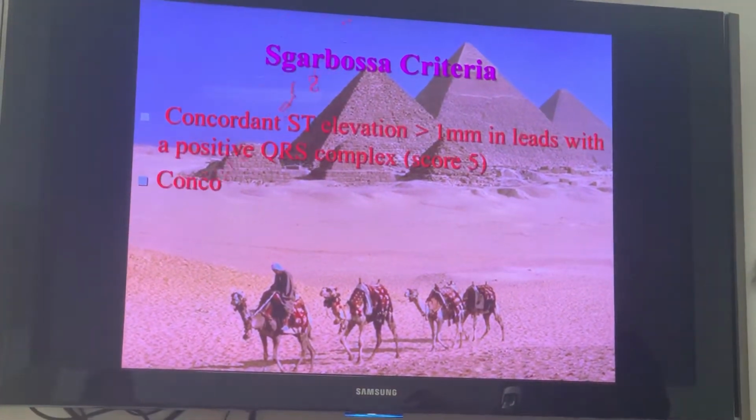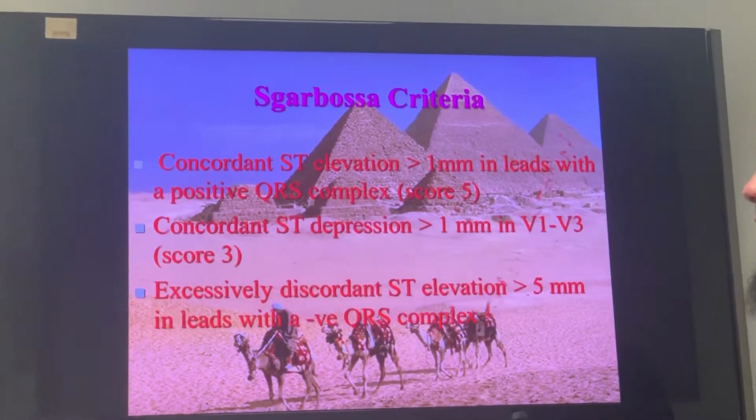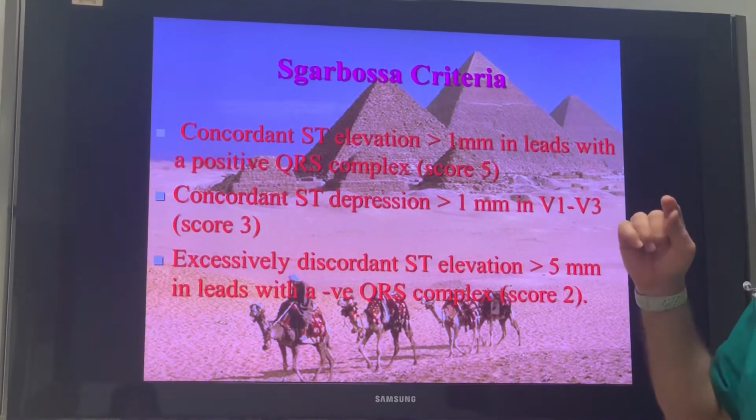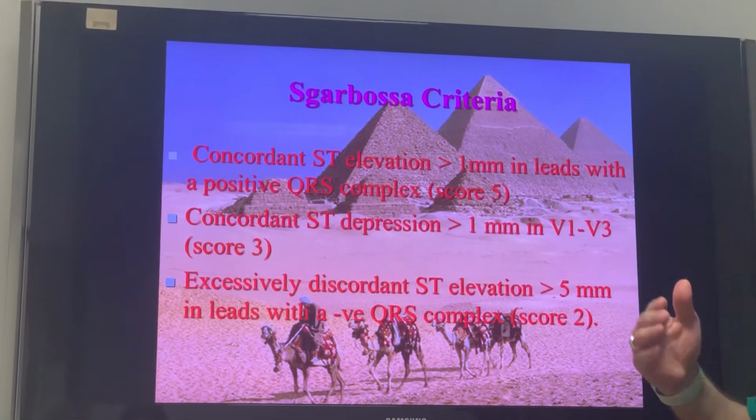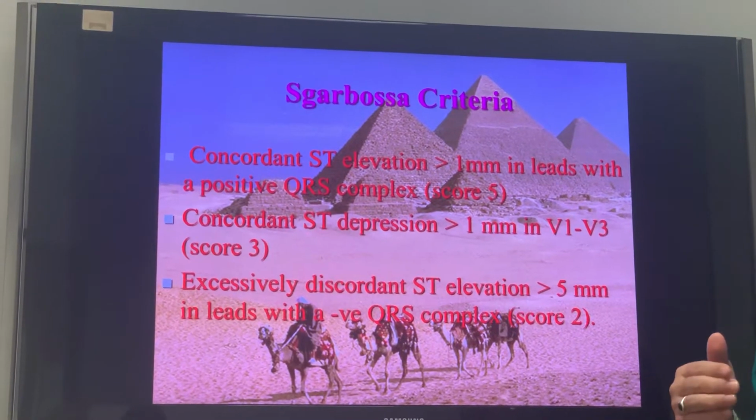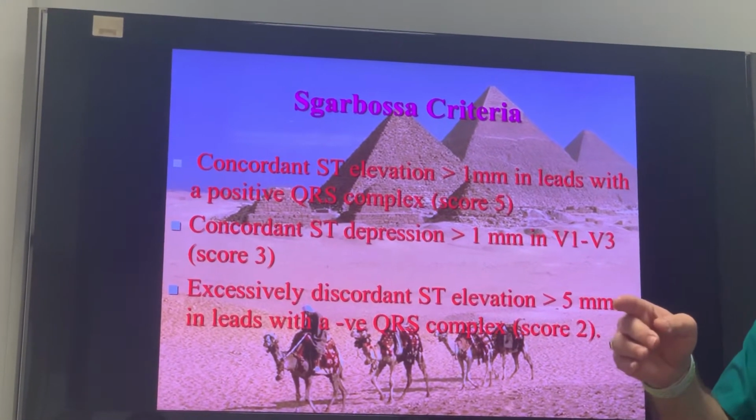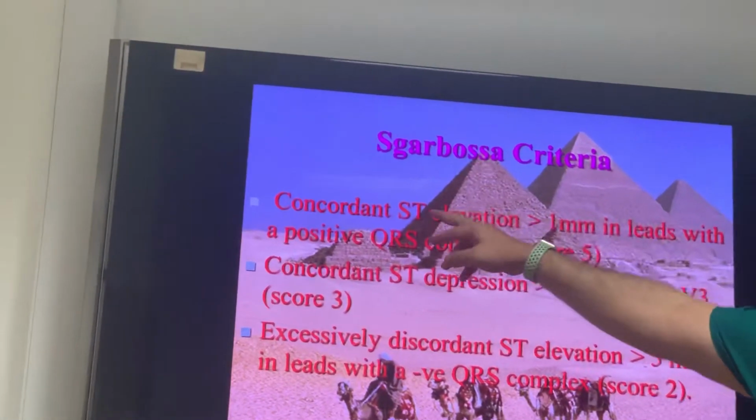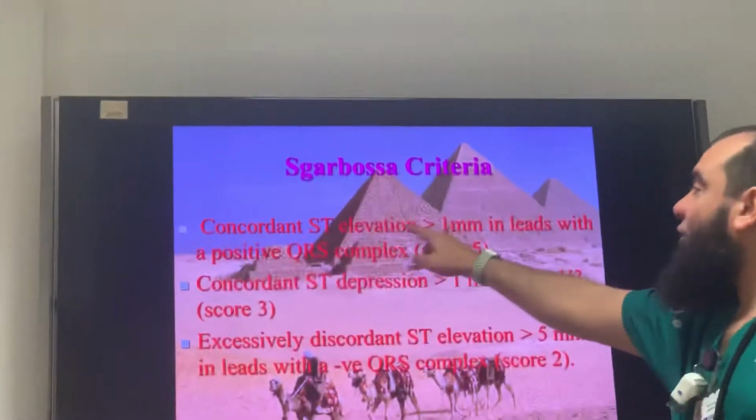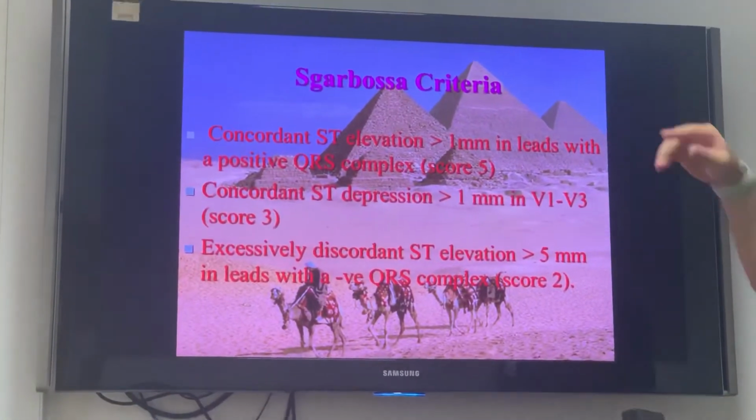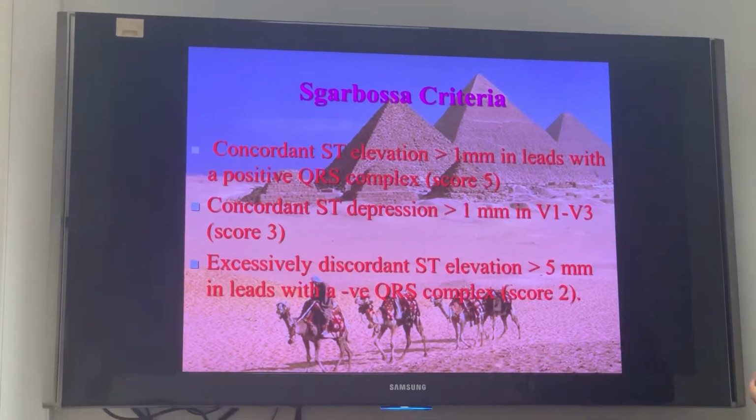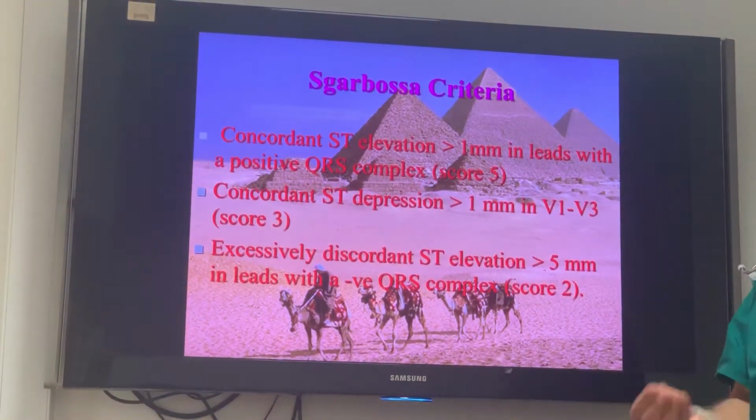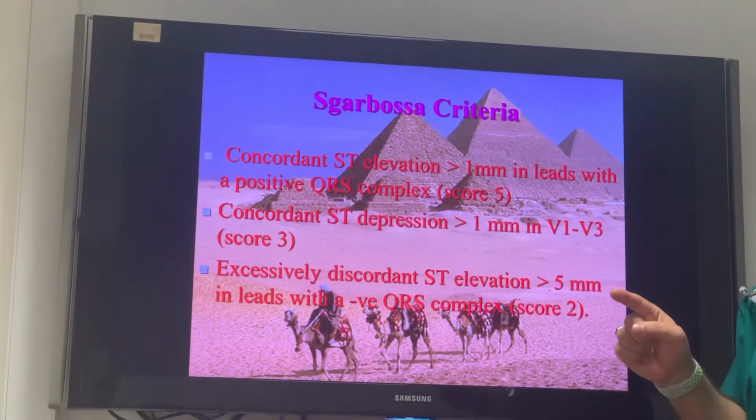What's Sgarbossa criteria? There are only 3 criteria and they are simple. The previous slide shows that the elevation or the ST deviation is in the opposite direction of the complex. But if it is going with the same direction of complex, it is abnormal for left bundle. Is that right? So, concordant means in the same direction. ST elevation more than 1 millimeter in leads with a positive QRS. So if there's a positive QRS, I expect the ST to be down. But unfortunately, it is up. So it is abnormal. You got it?